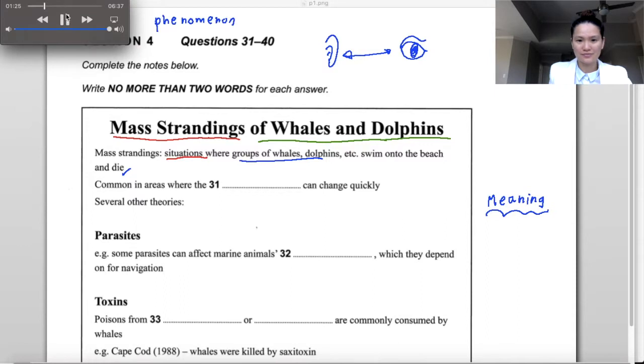Groups of whales and dolphins sometimes swim ashore from the sea right onto the beach and, most often, die in what are known as mass strandings.